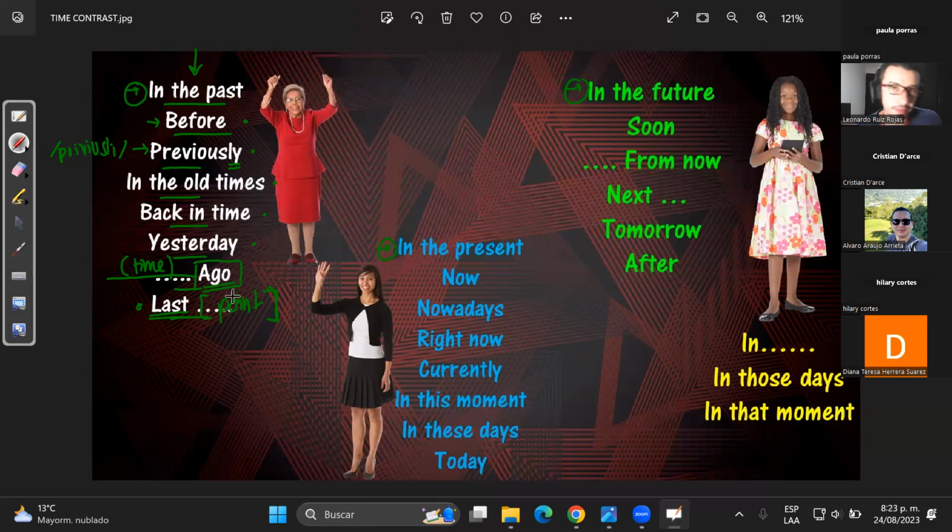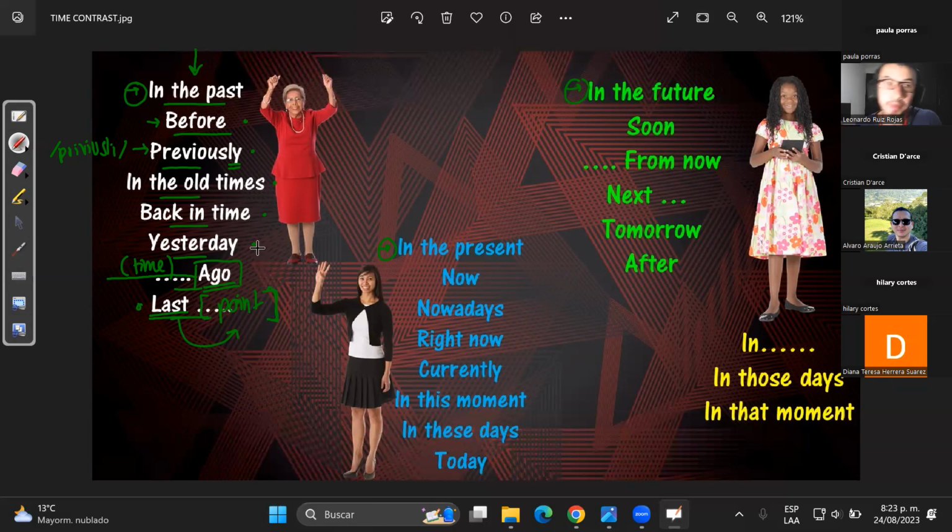Cuando uso ago, menciono una cantidad de tiempo. Tantos años, 3 años, 5 años, 20 años, 20 minutos, 20 segundos, 20 días, whatever. Cuando uso last, me refiero a un punto en específico. El pasado, ¿qué? El pasado diciembre, el pasado fin de semana, weekend. So it's specifically one point.